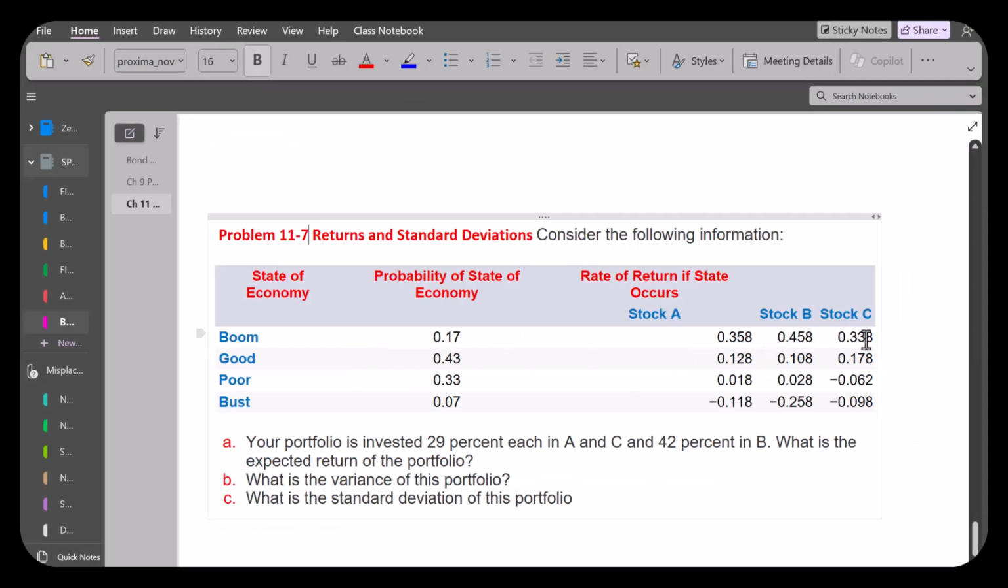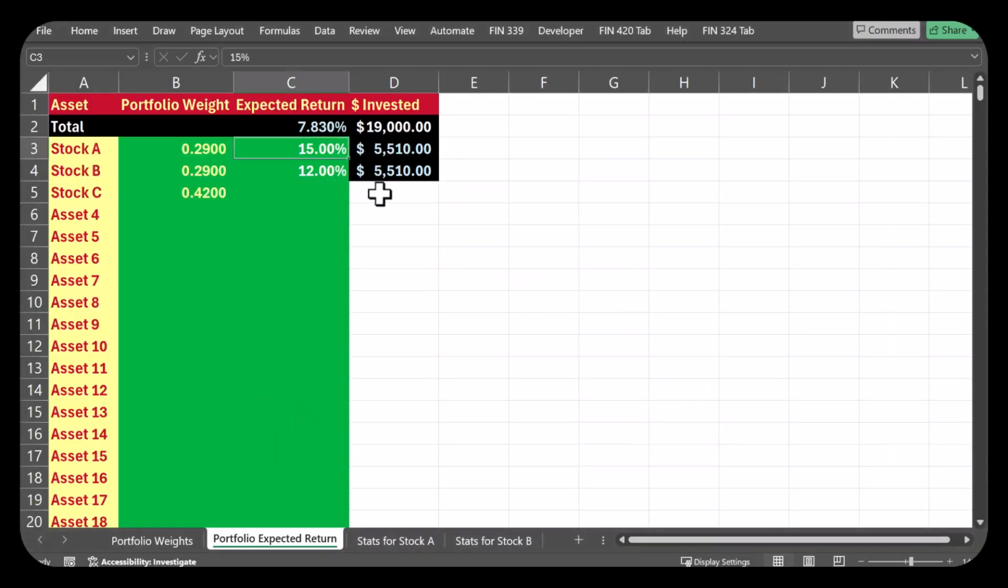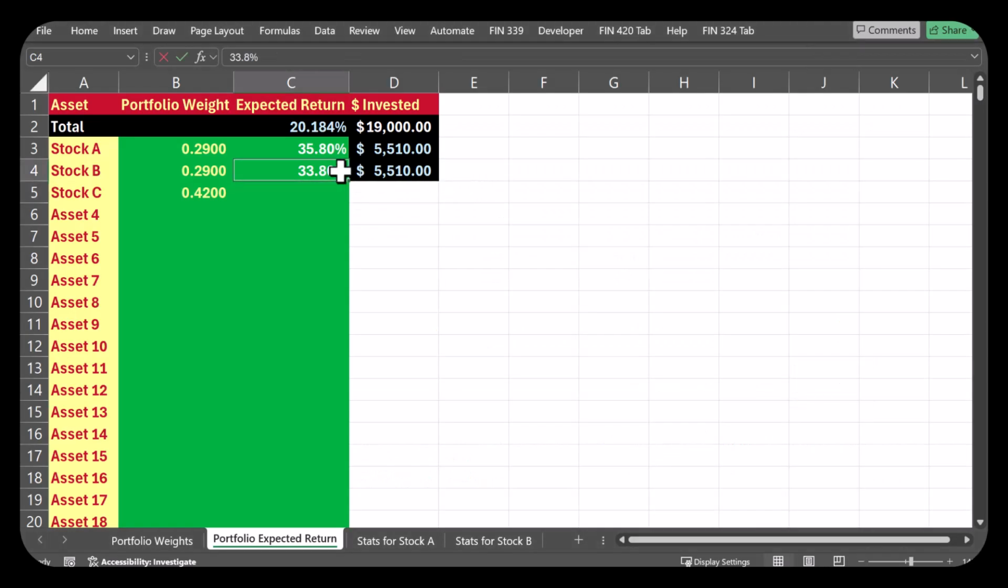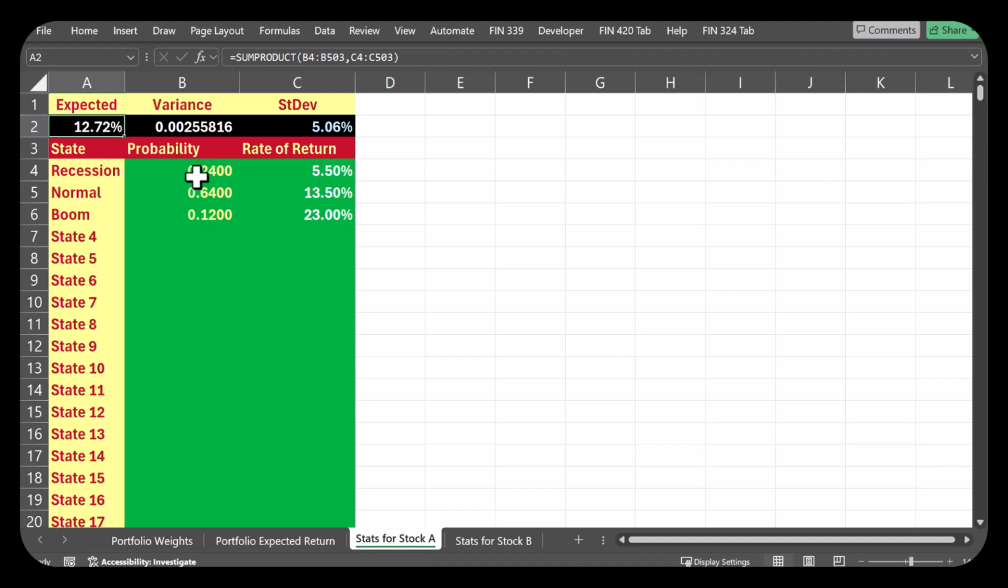35.8, 45.8, 33.8. No, 45.8. So in the boom state of the world, the portfolio given by these weights is going to return 37.86%.